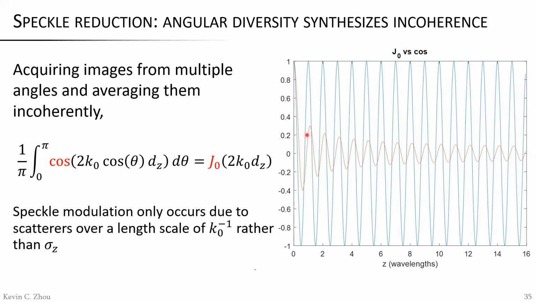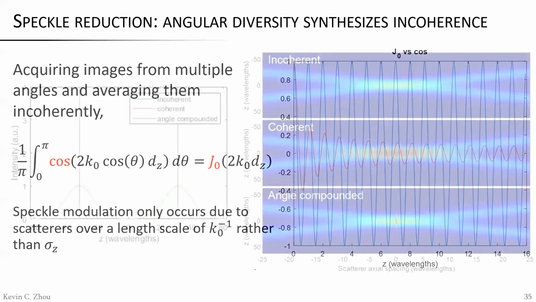then this evaluates to a Bessel function of the first kind. And here I plot a comparison between this Bessel function and the cosine. The Bessel function will decay slowly, while cosine obviously goes on indefinitely. So this means that you only get that speckle modulation over the length scale of 1/k0, or the wavelength scale, rather than the width of the PSF in conventional OCT. So in this sense, angular diversity synthesizes incoherence over a larger domain.